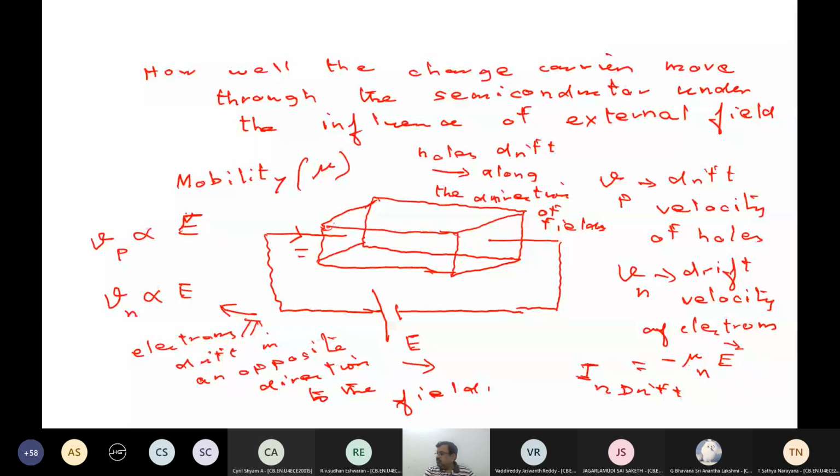Now what about Jp? There is no minus here, because the holes are moving along the direction of the field, so it is going to be plus only. Again I have to write the word drift here. So the total drift current J drift is given as Jp drift plus Jn drift.